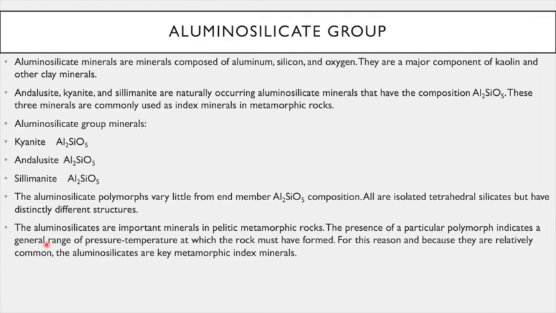Next group is the aluminosilicate group. Aluminosilicate minerals are minerals composed of aluminium, silicon, and oxygen. They are a major component of kaolin and other clay minerals. Andalusite, kyanite, and sillimanite are naturally occurring aluminosilicate minerals that have the composition aluminium silicate. These three minerals are commonly used as index minerals in metamorphic rocks. So these are the three minerals: kyanite, andalusite, and sillimanite.